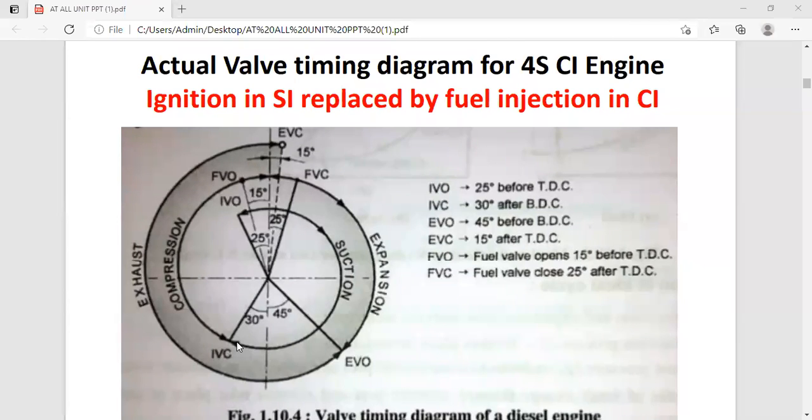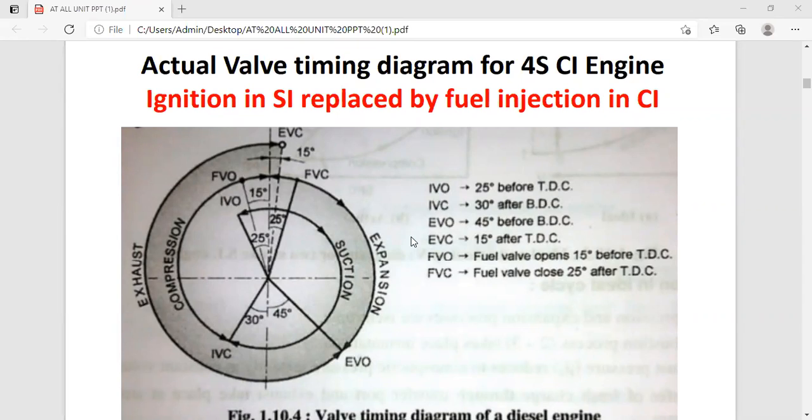Now we are going to discuss the case of the diesel engine also. The fuel needs to be injected a few degrees before TDC for better evaporation and mixing of the fuel and the air, because we have seen that in the SI engine we supply the charge before 20 degrees, but here we are providing 25 degrees and it closes after 30 degrees. Why are we providing such an arrangement? Because the fuel needs better evaporation and mixing of the fuel and the air.